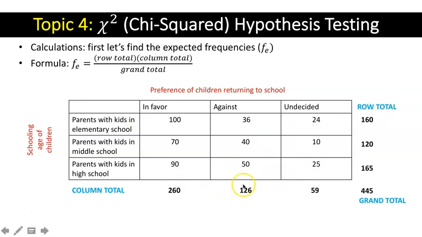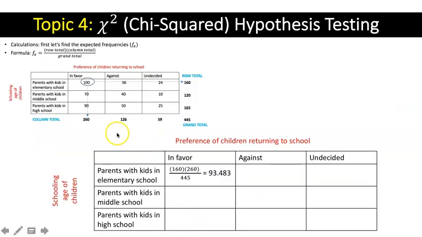Okay, so once I set up my contingency table, I can now actually start to find the expected frequencies. I work with each cell at a time. Each one of these values in this table is called a cell. Let's take a look at the parents with elementary school children who are in favor of returning to school. 100 of them in real time, like 100 of them who answered my survey said that yes, they are in favor of sending their kids to school.